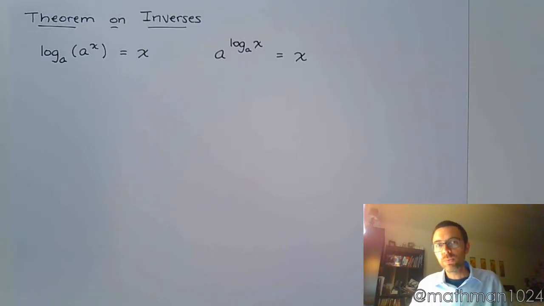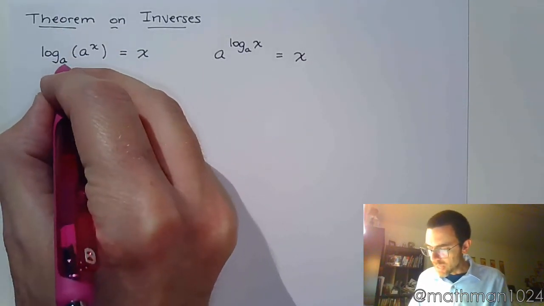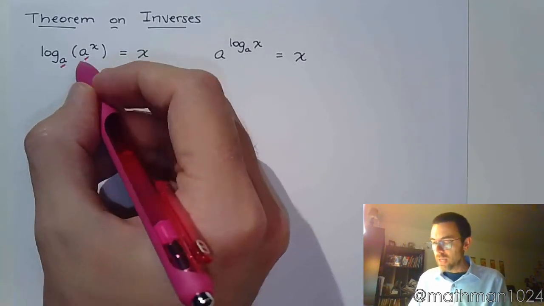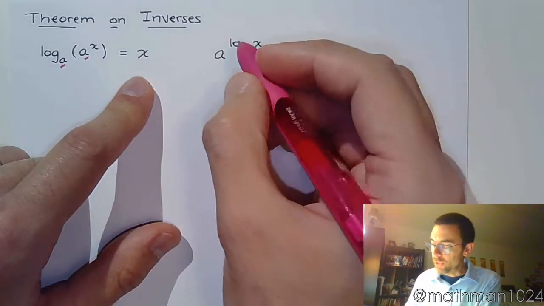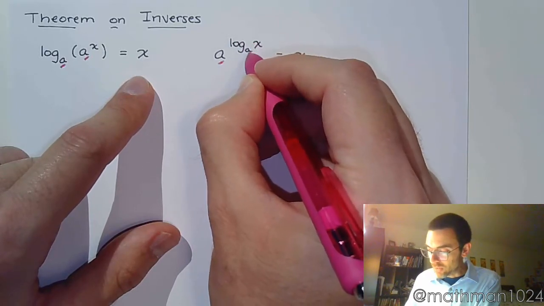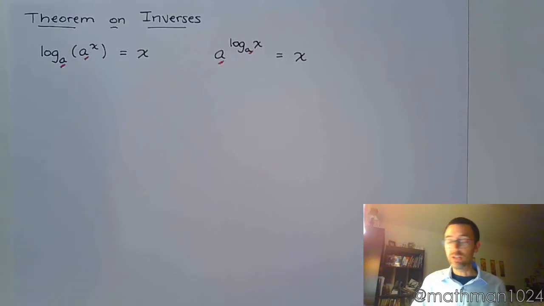Here we have a very super useful theorem, and it's a theorem on inverses as it relates to logarithms and exponentials, because these guys are inverses of each other. And here's what this says. It says if you do log base a, and inside you have another base a raised to a power, then you're going to be left with just the power. Or if you're dealing with an exponential with base a, where the power is log base a, you're going to get just that x value that's inside.